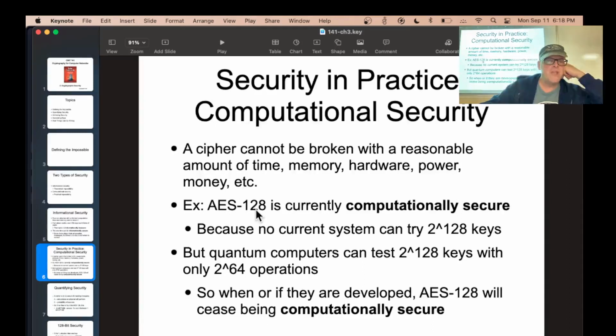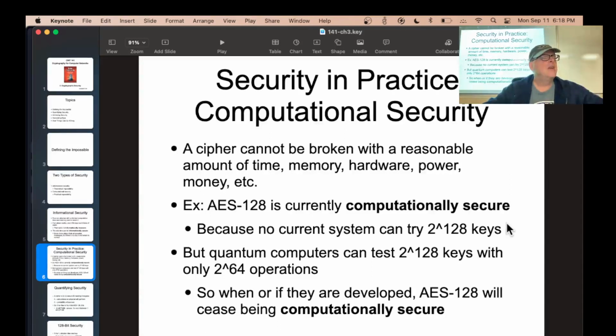So AES 128 is currently computationally secure because the only way to break in by brute force would be to try every possible key, and there's 2 to the 128 of them, and 2 to the 128 is a really, really big number. All the computers in the world running for all the time in the world could not do that many calculations. So that's fine.